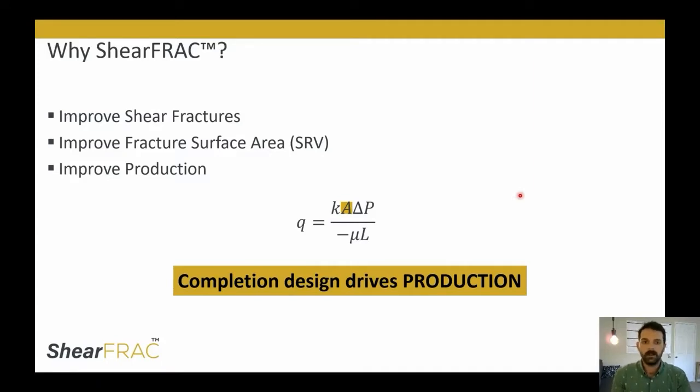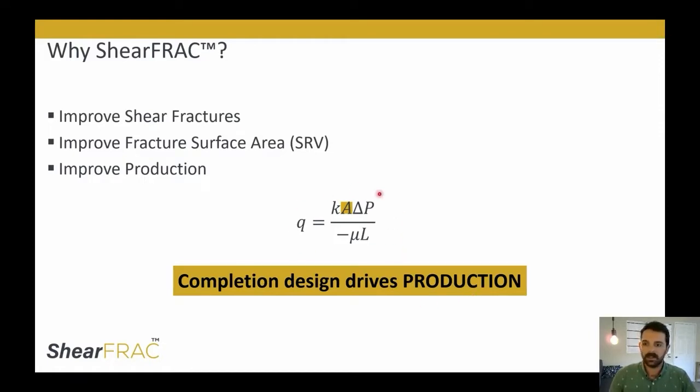So why Shear Frac? Well, our technology helps guide completions to improve shear fractures, which improves fracture surface area, which ultimately improves production. So completion design drives production. Just like you have a design plan before you get to the field, you should also be prepared to make design changes in the field based on how your frac is responding to your plan. So when you measure the fracture surface area you're creating, that's a direct rock response, and you can make small tweaks to your plan to optimize each stage for productivity.